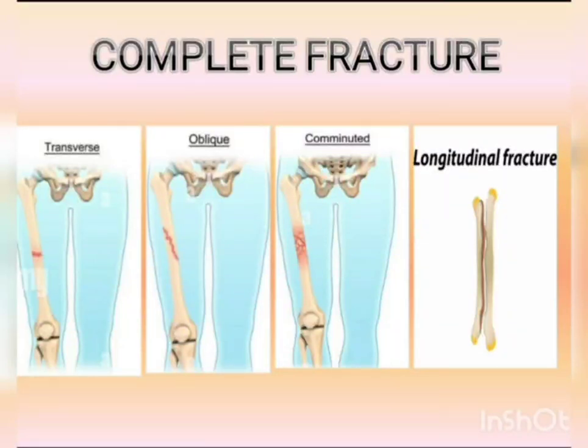A transverse fracture is one in which the break is straight across the bone, perpendicular to its long axis. An oblique fracture is one where the break is diagonal. A comminuted fracture is one in which the bone breaks into more than two pieces and typically occurs due to a severe accident. And a longitudinal fracture is one where the break is along the bone's long axis.